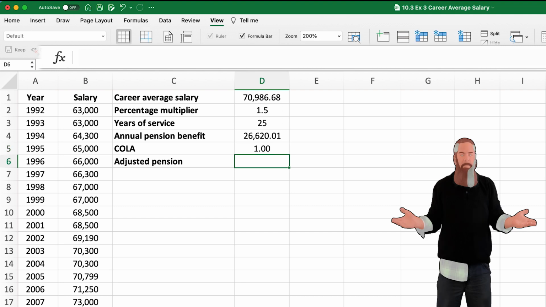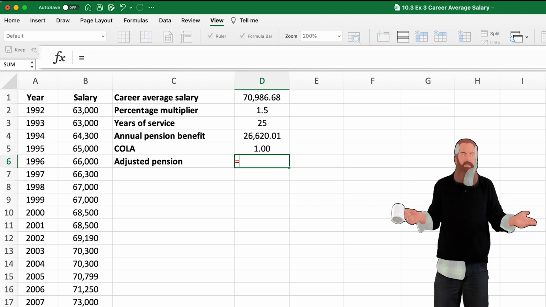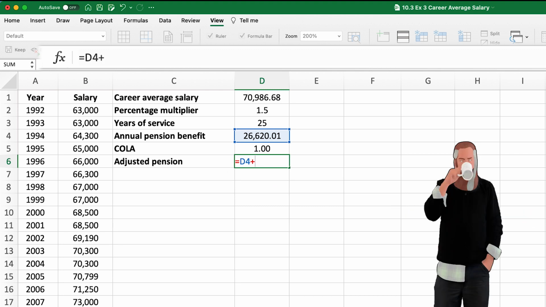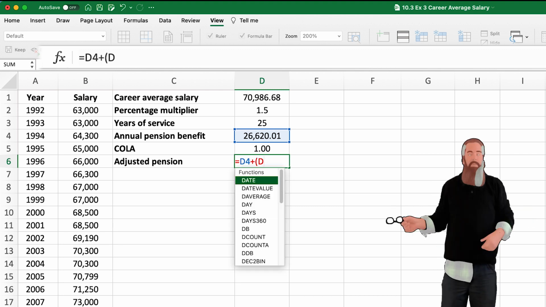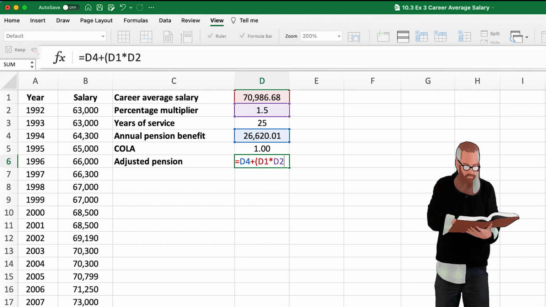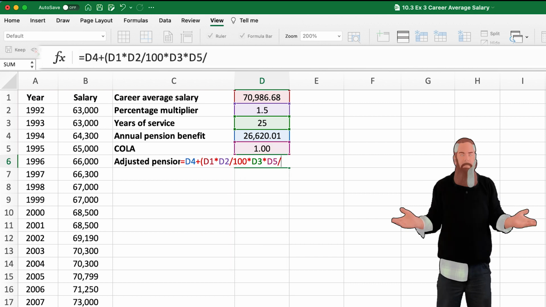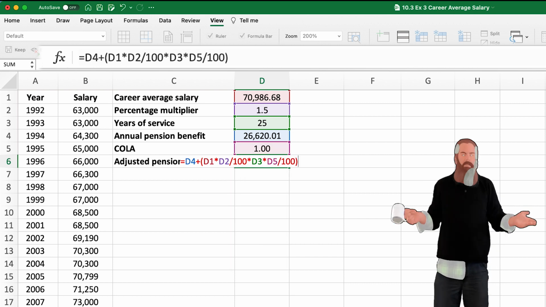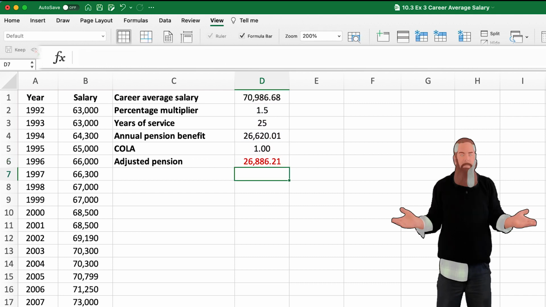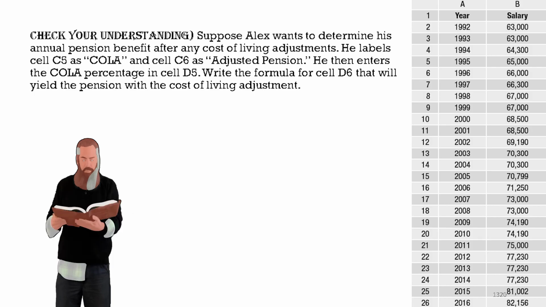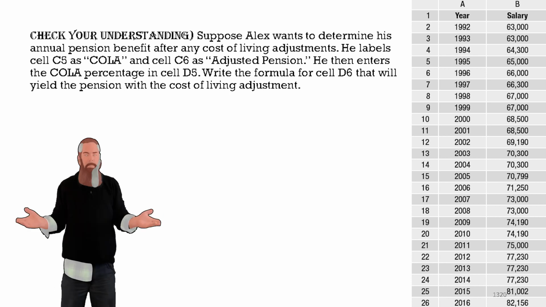Now his adjusted pension will be equals D4 plus, open parenthesis, D1 times D2 divided by 100 times D3 times D5 divided by 100, close parenthesis and hit enter. His annual pension benefit rounded to the nearest penny is $26,620.01.